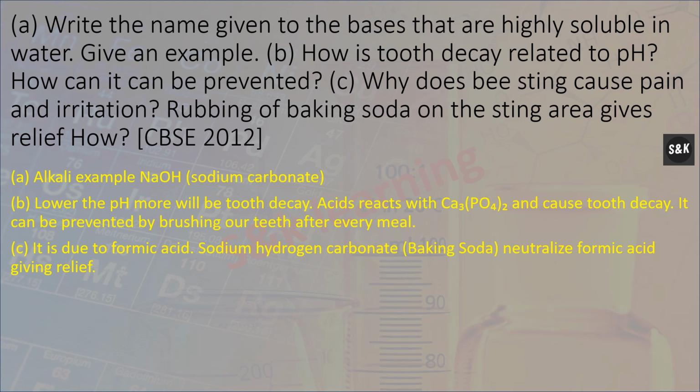So, how is tooth decay related to pH? The lower the pH, the more the tooth decay. Acid reacts with the enamel and causes fast tooth decay. It can be prevented by brushing our teeth after every meal.